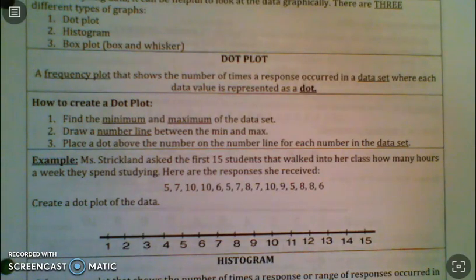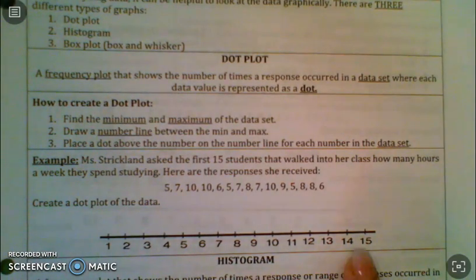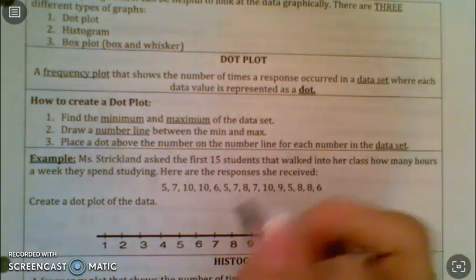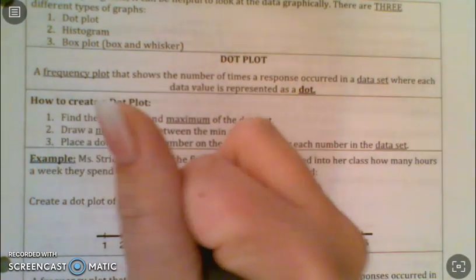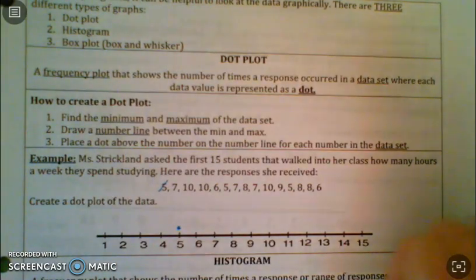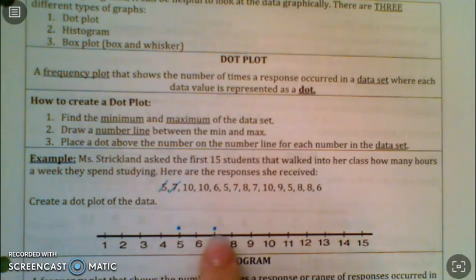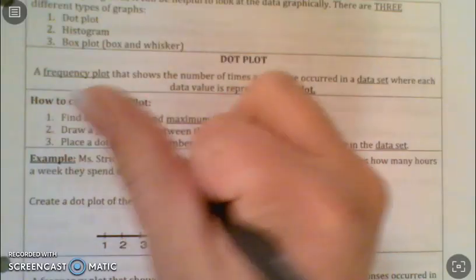So for our example, we have Ms. Strickland asked the first 15 students that walked into her class how many hours a week they spent studying, and here are the responses. We need to create a dot plot. So we already have the number line created, so now we just need to go through and put a dot over each of these numbers on the number line. So 5, I'm going to cross it out and put a dot. 7, and when we make these dots, you want to make sure they're at about the same level. 10 and 10, so I'm going to put 2 dots on 10.